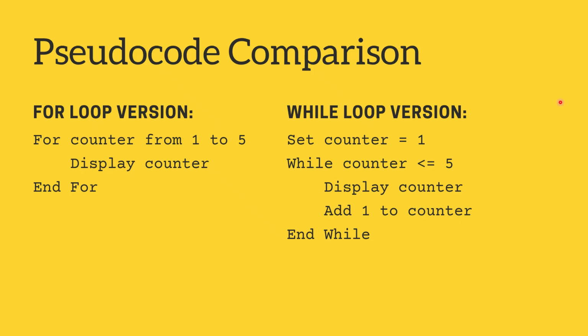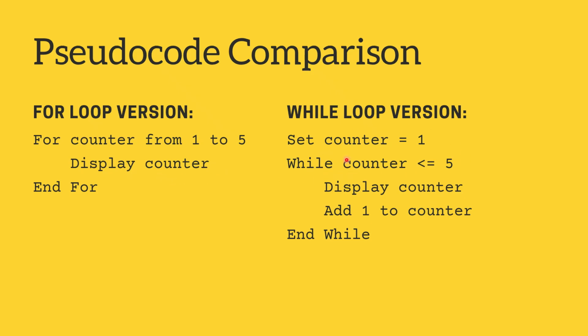For a for loop version, we would say for counter, that's going to be our variable, from 1 to 5. And then we're going to display the counter. It's going to keep looping through this until it reaches 5, and then it'll stop displaying the counter.